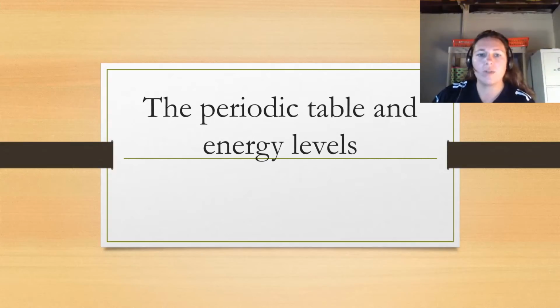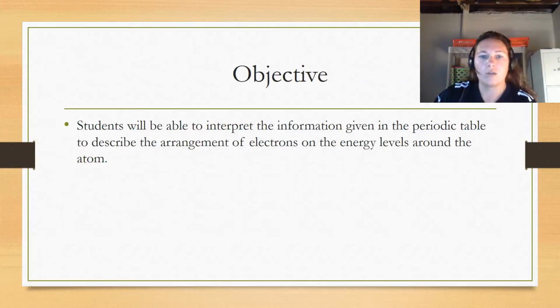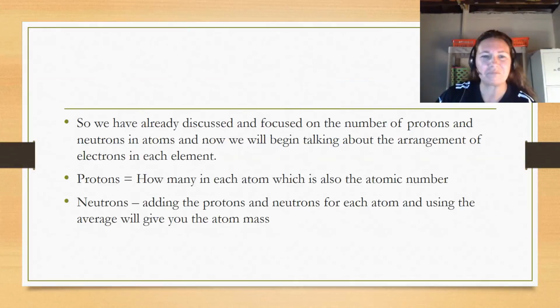So this week we're going to be talking about the periodic table and the energy levels that you will find in each atom. So the objective is that you guys will be able to interpret the information given in the periodic table to describe the arrangement of electrons on the energy levels around the atom. Whew, that sounds like a lot, but it's really not that bad.